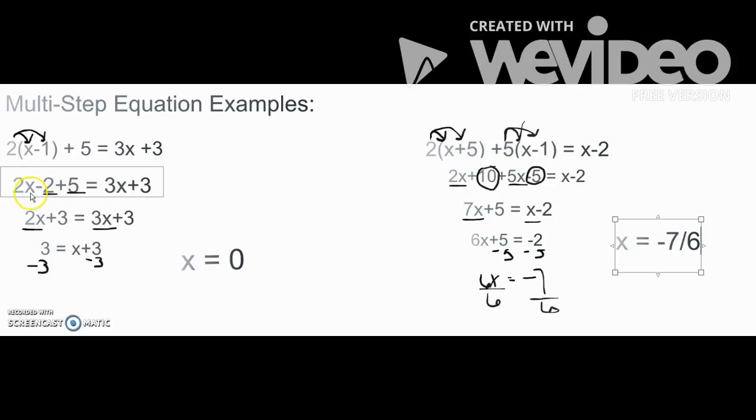And I have the like terms underlined right here. So we're going to combine the negative 2 plus 5. That's going to get us 3. So you get 2x plus 3. And there's nothing that's like down here, so we pull all that down. You get 3x plus 3.